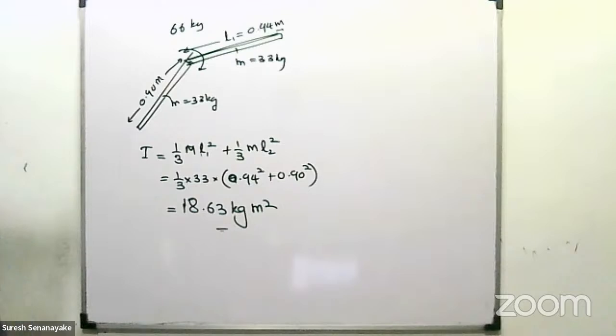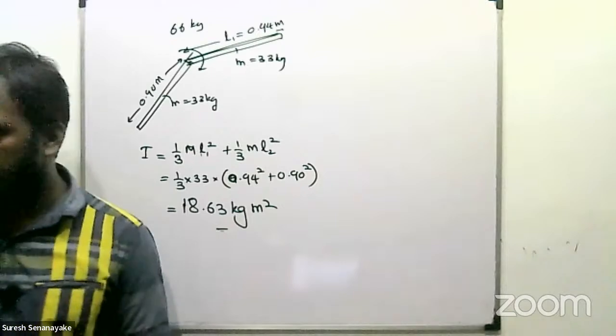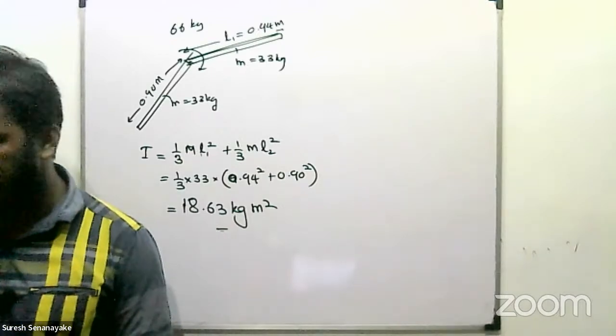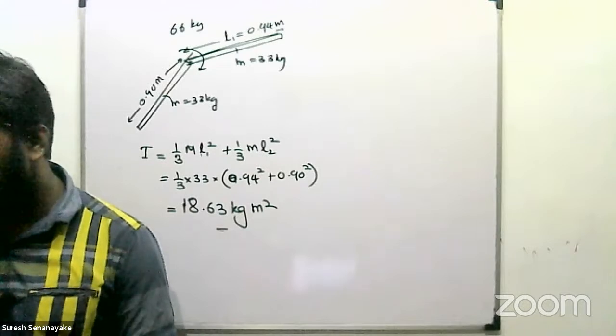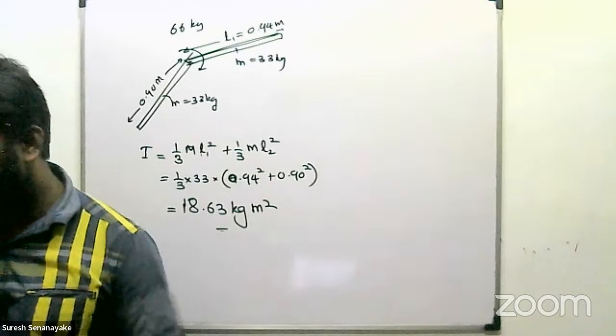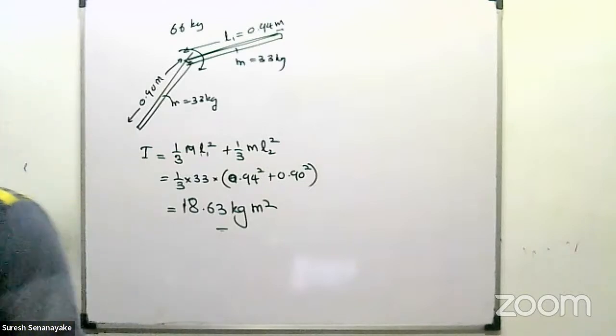And then in the position shown in the figure, the diver has an initial angular velocity of 0.55 radians per second. He changes his position so that, as shown in the figure, the diver now has a moment of inertia of 7.65. Calculate the angular velocity of the diver in this position.